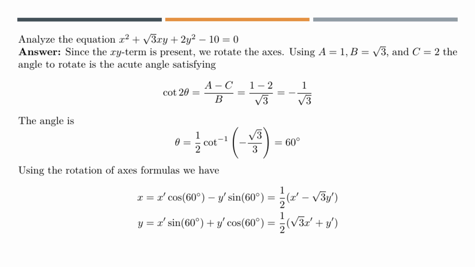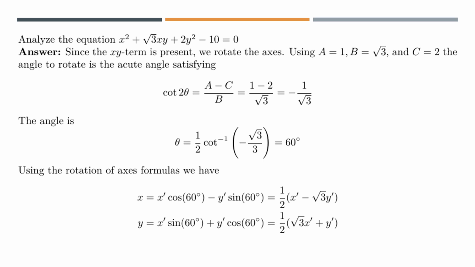Our second example asks us to analyze the equation x squared plus square root of 3 times xy plus 2y squared minus 10 equals 0. Now, since there's an xy term present, we have to rotate the axes. We do this in order to simplify the discussion and also describe a much simpler conic section in terms of a new coordinate system as soon as we figure out the angle of rotation. So that's what we're going to do first.